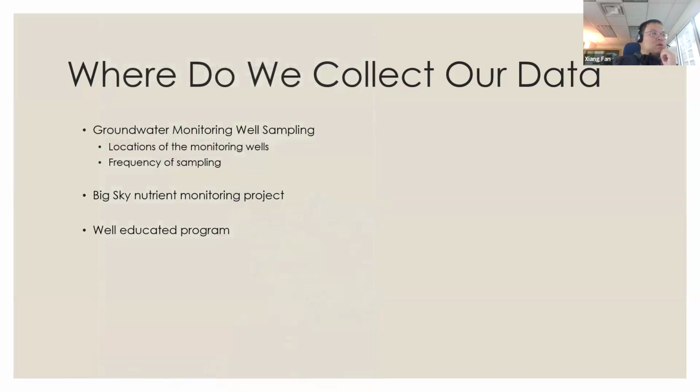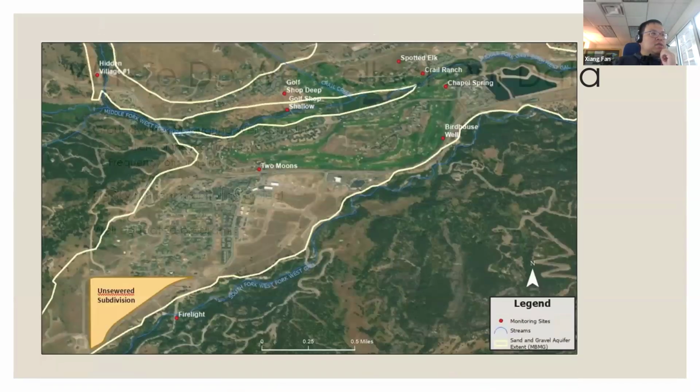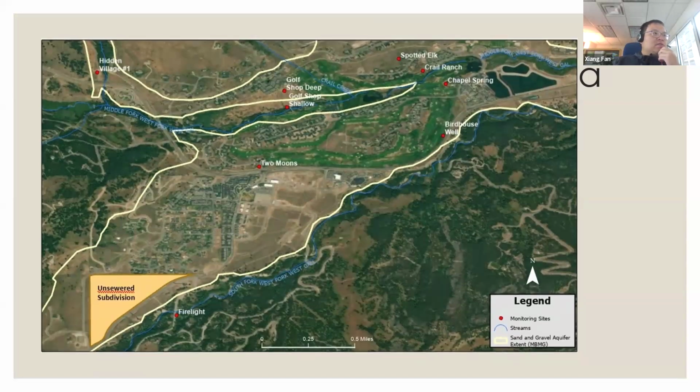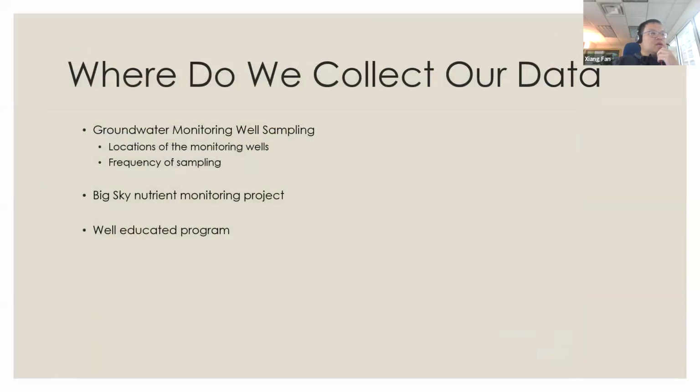Another source is the Big Sky Nutrient Monitoring Project. This is the location of all 8 wells in Big Sky. We sampled 4 times a year from 2018 to 2022, and starting from this year, we're going to sample 3 times a year. Our next sampling is also this coming July. And the last source is our well-educated program.